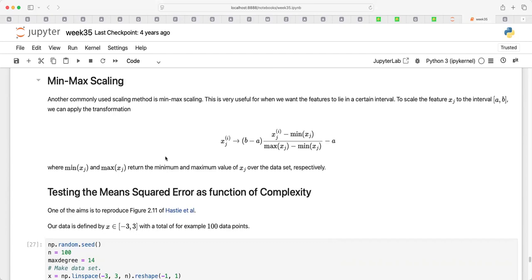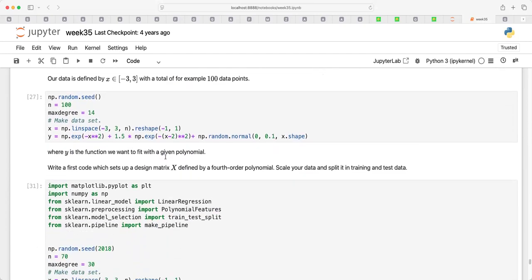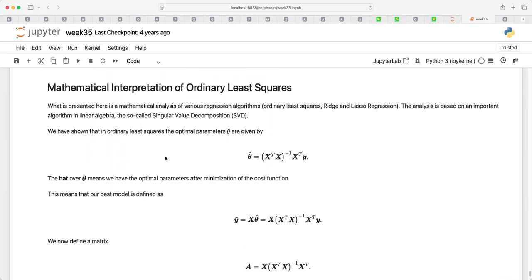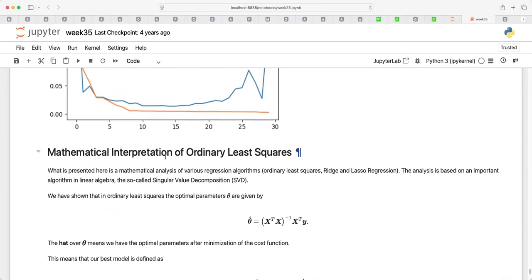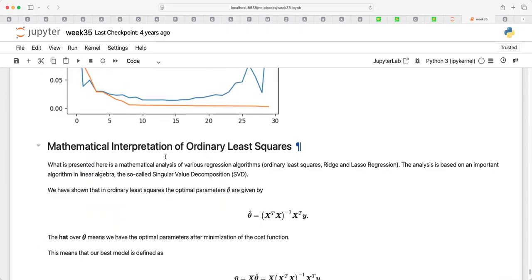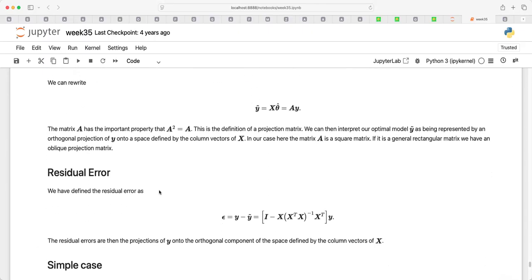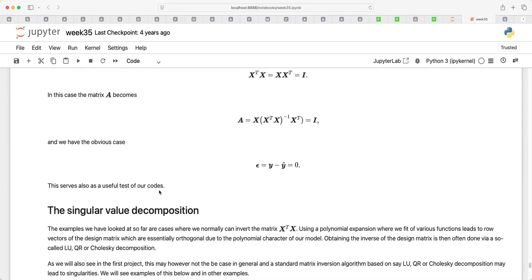Okay, so one of the things I wanted to do now, after we've done these tests, is to go into the mathematical interpretation of what the ordinary least squares is doing. But before we do that, I wanted to say a little bit about two other methods, which we are going to discuss in more detail next week. I was a little bit optimistic, I was actually hoping to do that.